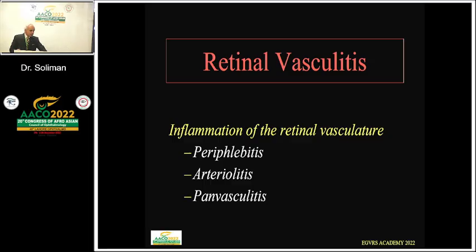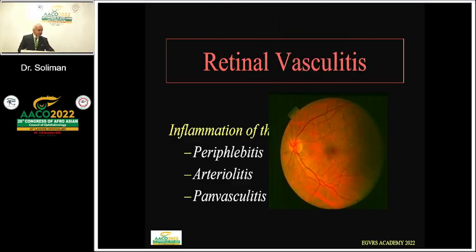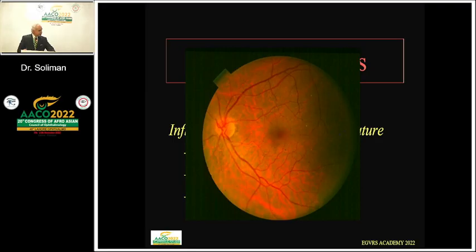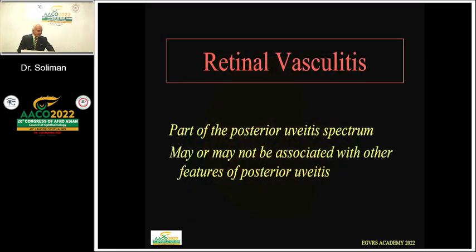Venules or the arterioles or both of them. So each one of them sometimes is on its own. Let's have a quick look at the retinal vessels. As you can see here, you have the veins, you have the arterioles, you have the optic nerve head, and this is the normal retina.